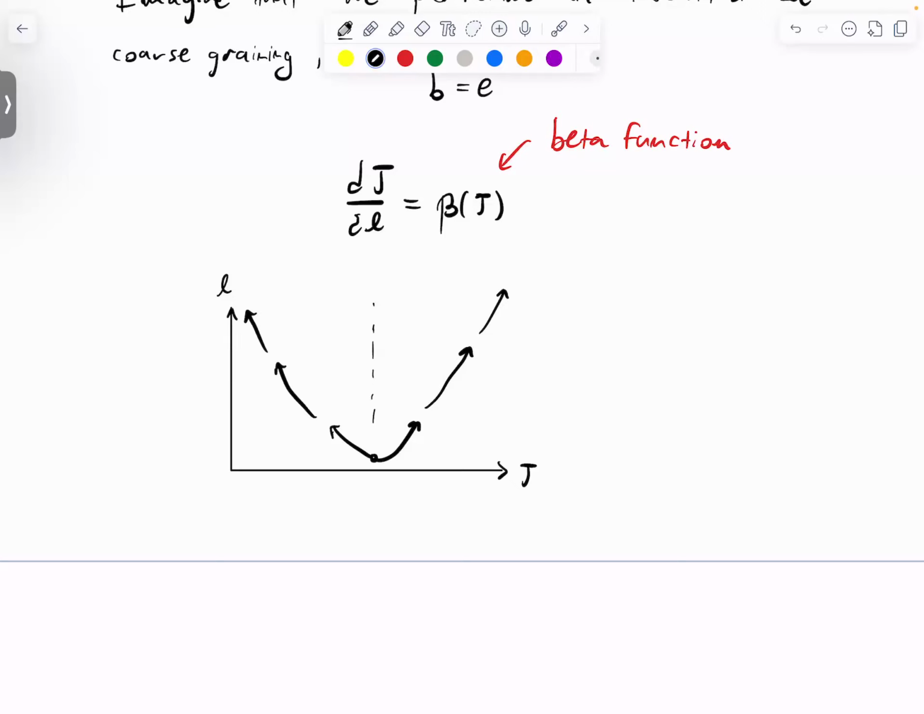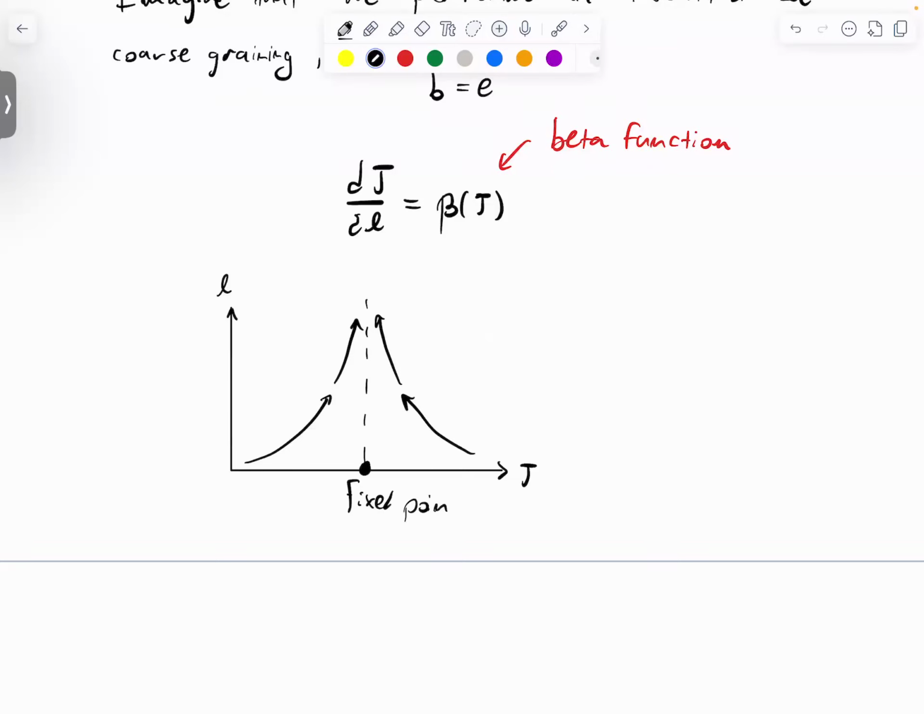So that's another issue. And then finally, I also wanted to mention that you can sometimes have kind of fixed points. So what we see here is like a separatrix that separates flowing to weak coupling and strong coupling. But you can also have these kind of fixed points where actually the flow is towards a specific value of this J. This is called the fixed point.